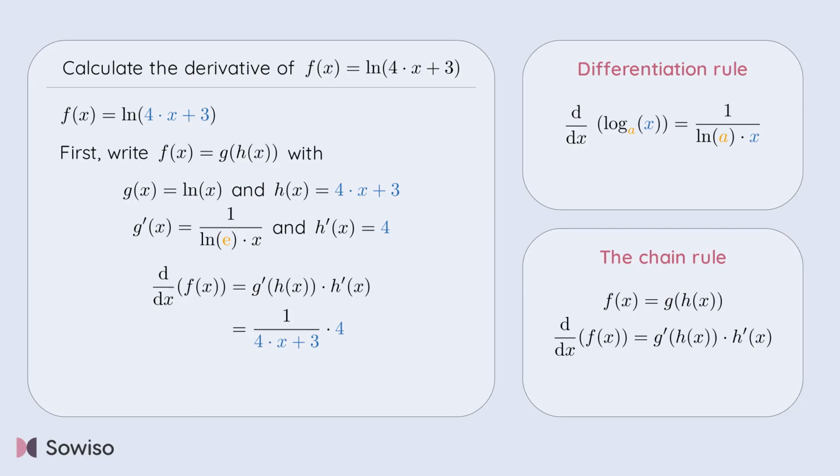Our first simplification comes from the fact that the natural logarithm of e is equal to 1. Next, we rearrange the terms. We obtain that the derivative of the natural logarithm of 4 times x plus 3 is equal to 4 divided by 4 times x plus 3.